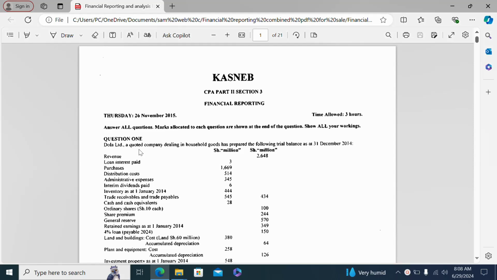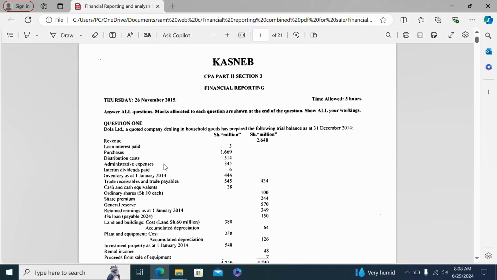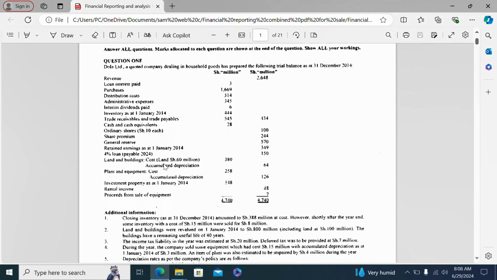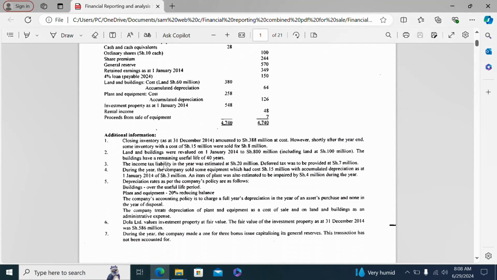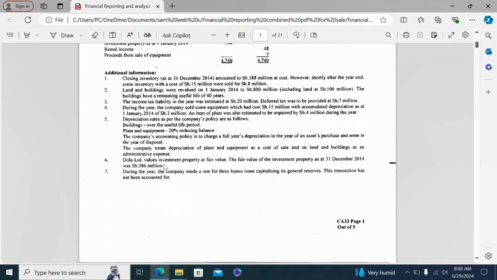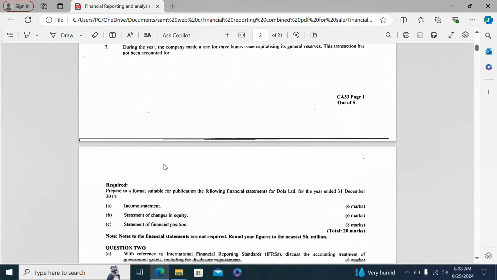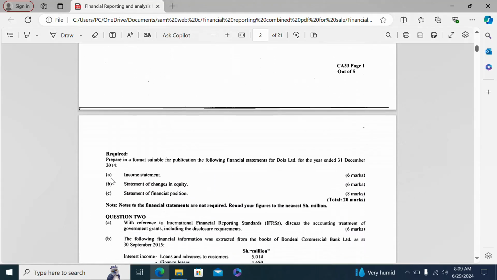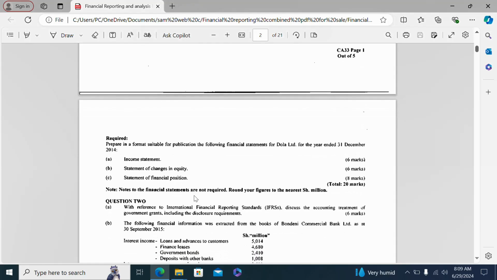The first question: Dora Limited, a quoted company dealing in household goods, has prepared the following trial balance as at 31st December 2014. So you can see the trial balance. And in this question, we have additional information. The question required in Part A an income statement, B a statement of changes in equity, and C a statement of financial position. In the pages to follow, I'll show you the answers.